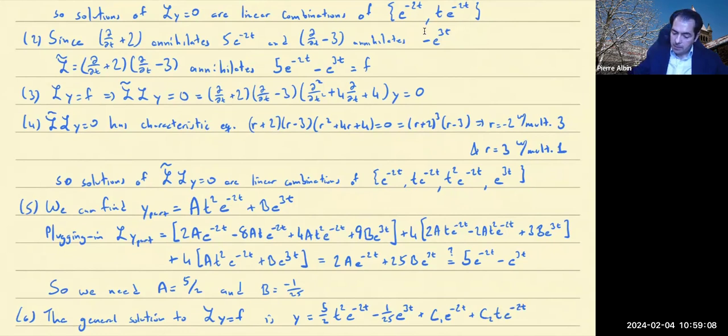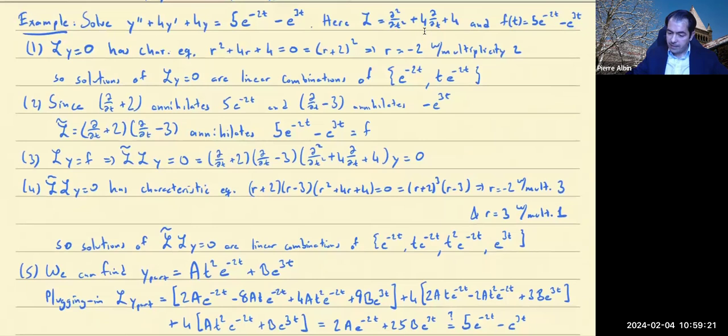Okay, so again, once you got to step five, and you knew what form the particular solution had, then it was just like the method of undetermined coefficients. Now, notice that here, if you had started with this right-hand side and you wanted to apply the method of undetermined coefficients, you would have initially guessed some linear combination of e to the minus 2t and e to the 3t. So you probably would have guessed a e to the minus 2t plus b e to the 3t.